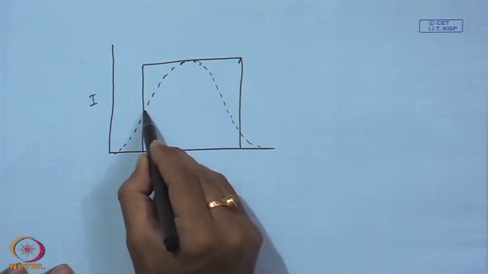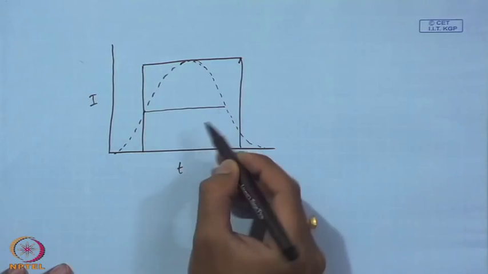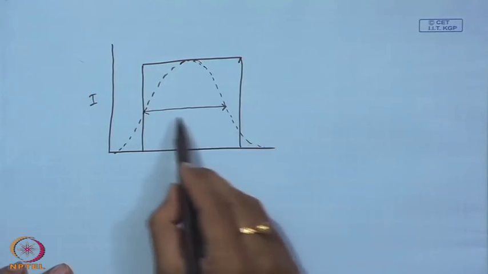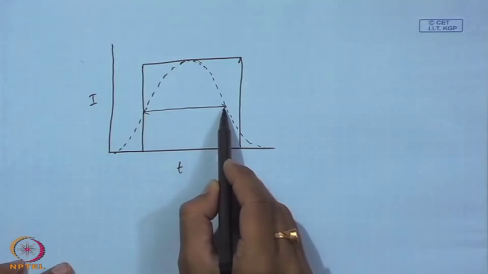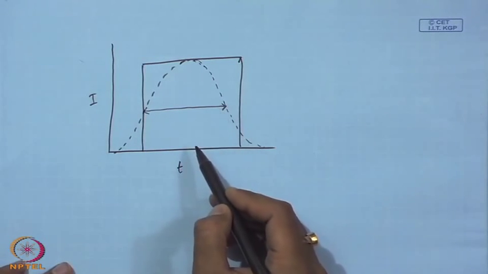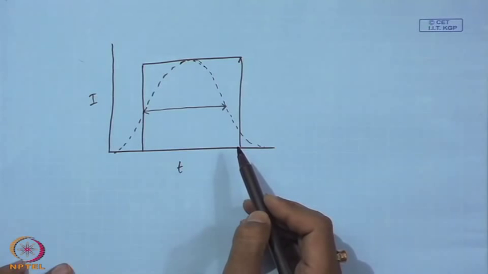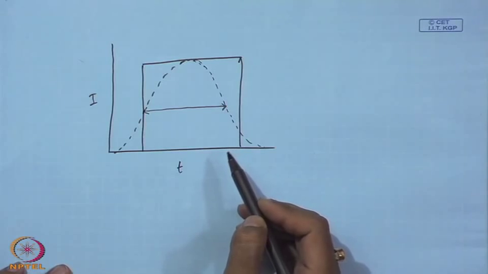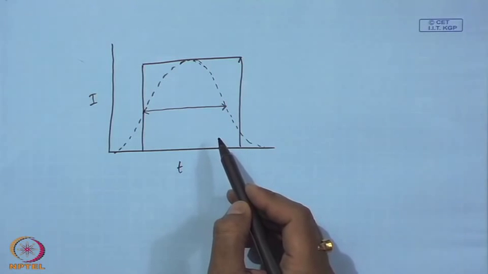So, width means this is your full width at half maximum. This width is basically determining how fast you will be able to detect a reaction or not. So, the width of your flash is very important.